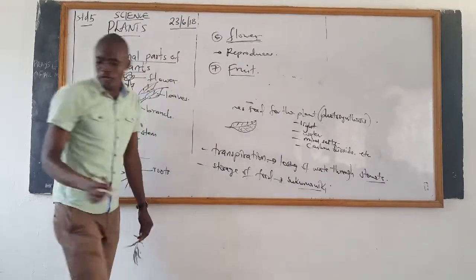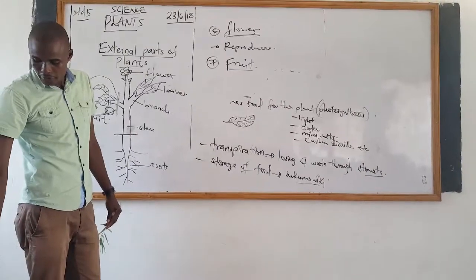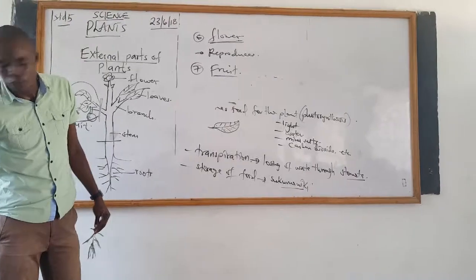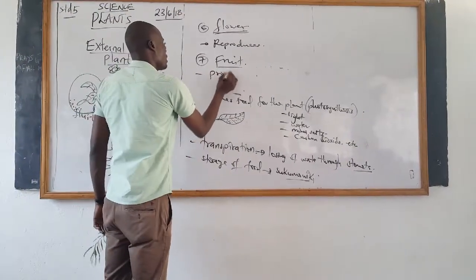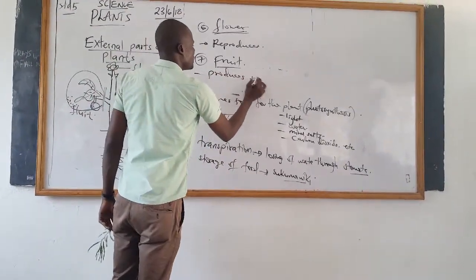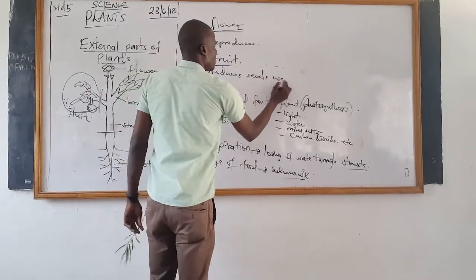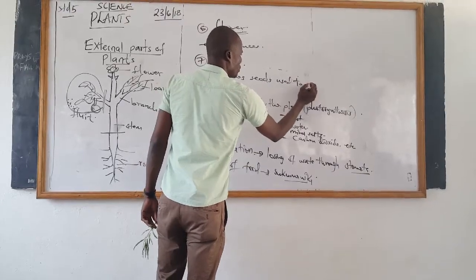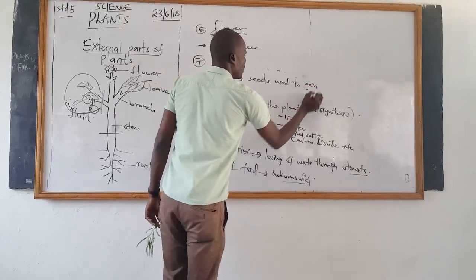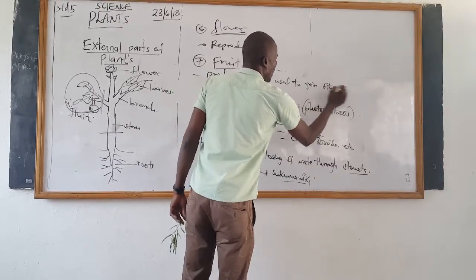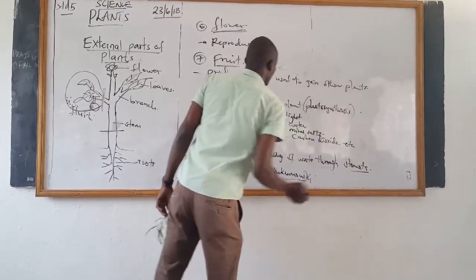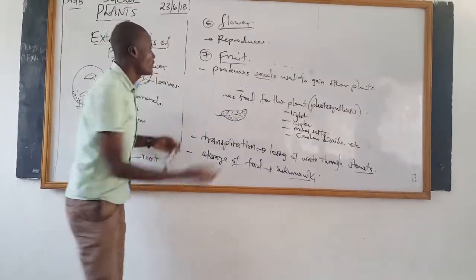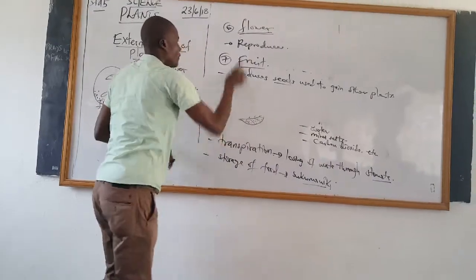So what is the function of a fruit in this category? A fruit, as you can see there, is normally storage of food. That is number 1. Or you can start with this. It produces seeds used to gain other plants. It produces the seeds. Nothing can be able to produce a seed except the fruit from the flower.